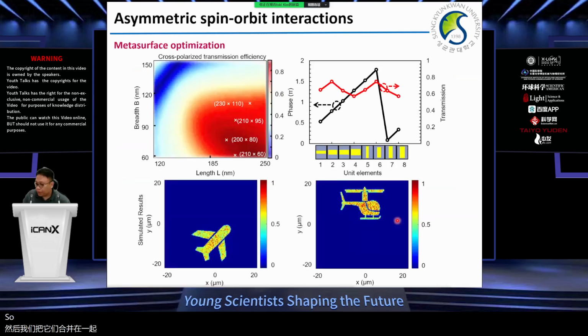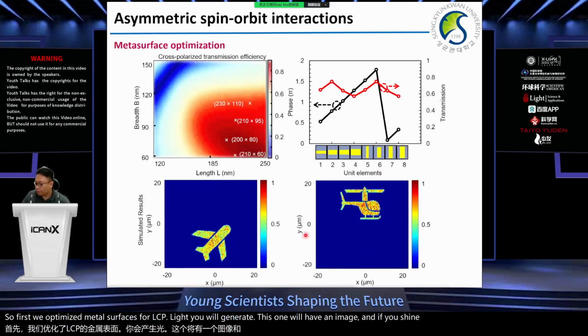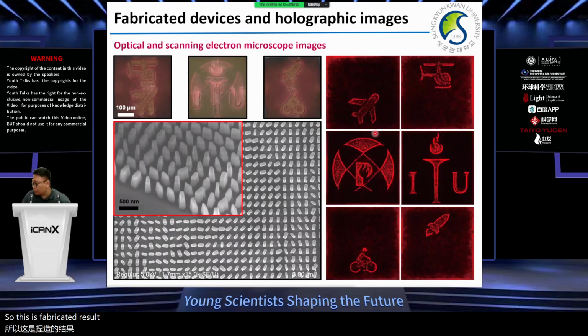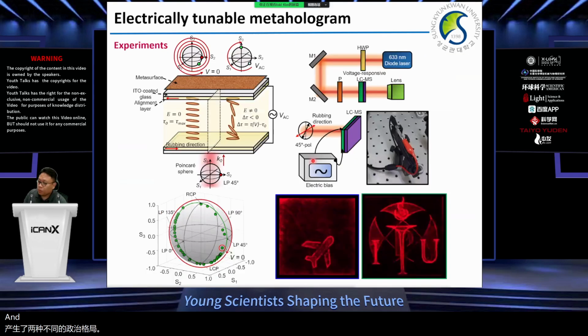So first, we optimize the metasurfaces. For LCP light, it will generate this one hologram image, and if you shine RCP light, you will see another hologram image. So this is the fabricated result. RCP and LCP light can produce two different hologram patterns, and then we just integrate the active liquid crystal cell.